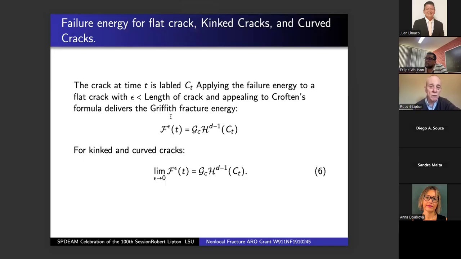And we can apply Crofton's formula from geometric measure theory to our integral. We find that if we have a crack CT of, say, area given by the d minus 1 dimensional Hausdorff measure, which is just the area integral of CT, multiplied by the GC, you get the fracture energy, the failure energy. And this is nothing but Griffith's fracture energy. So for a flat crack, we automatically get back Griffith's fracture energy. For curved or kink cracks, if we take epsilon to 0, we also get back Griffith's fracture energy, provided we have rectifiable cracks, that is, cracks with finite length.